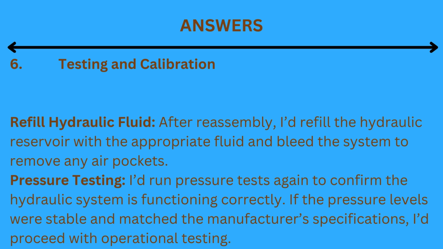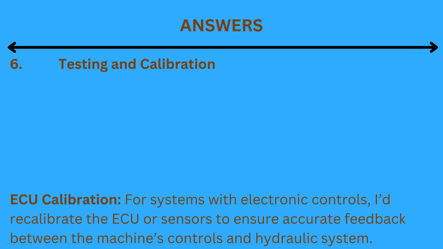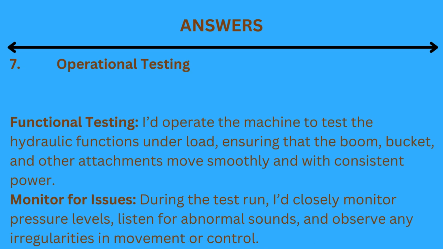Pressure testing. I'd run pressure tests again to confirm the hydraulic system is functioning correctly. If the pressure levels were stable and matched the manufacturer's specifications, I'd proceed with operational testing. ECU calibration. For systems with electronic controls, I'd recalibrate the ECU or sensors to ensure accurate feedback between the machine's controls and hydraulic system.